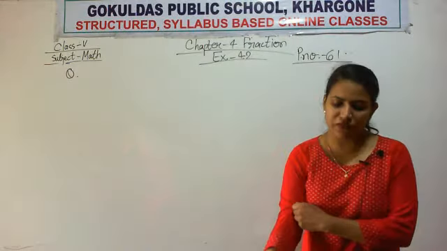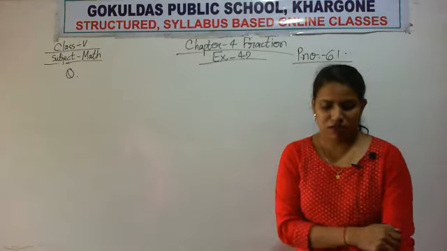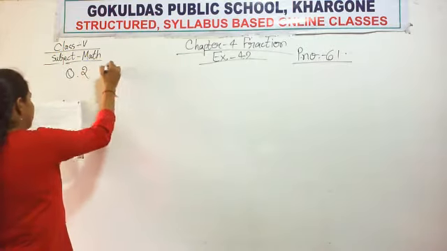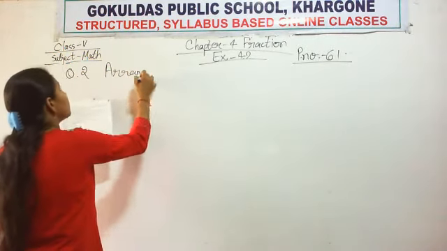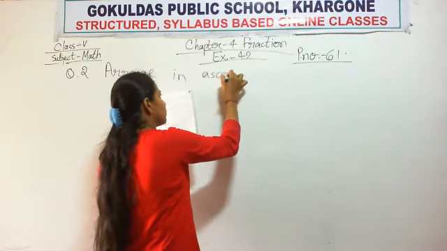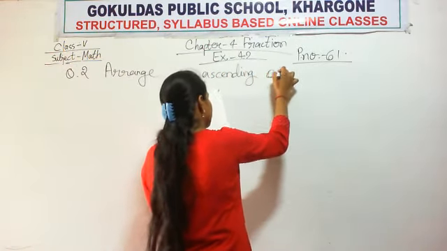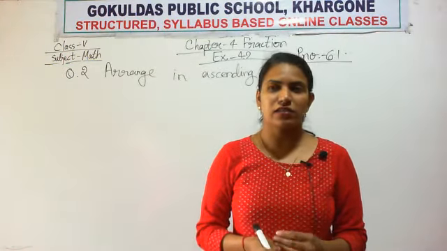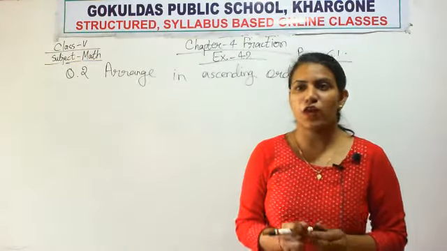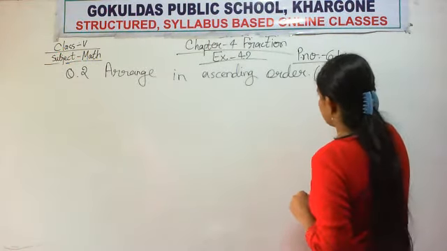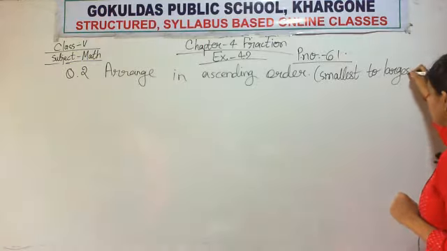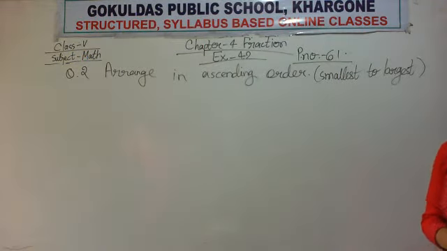Question number 2 is arrange the fractions in ascending order. So as you know, how we arrange in ascending order, we arrange the numbers from smallest to largest. Smallest comes first, okay? Smallest to largest. What is the arrangement of numbers in ascending order? We arrange the numbers from smallest to largest.